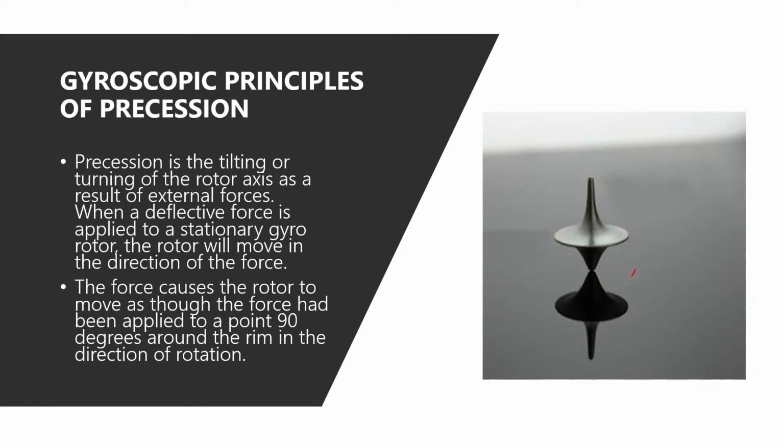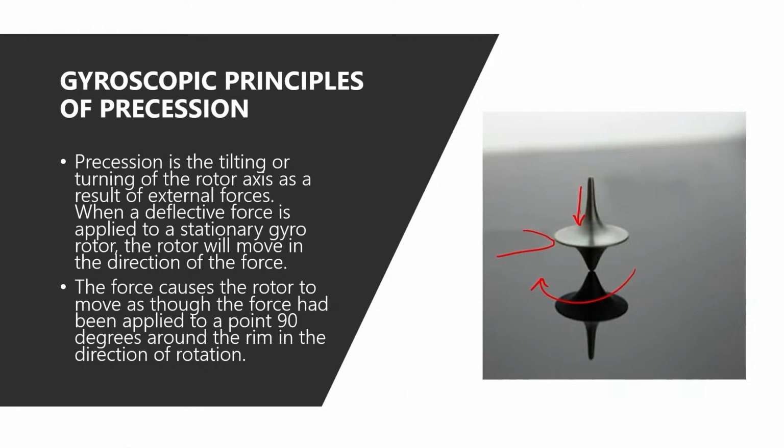So very simply, if this was moving clockwise, say we spun this on the table, and I were to put my finger right here on the rim, then 90 degrees later in the direction of rotation, basically right here is where that force would be applied. Okay, that's all it is.